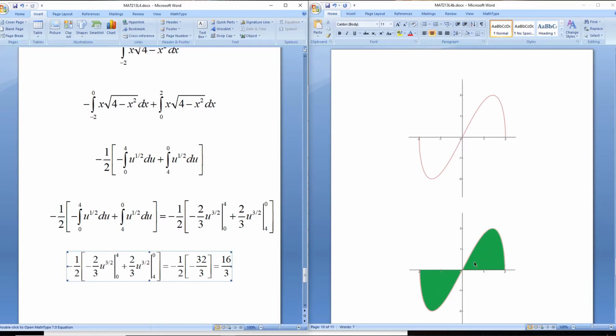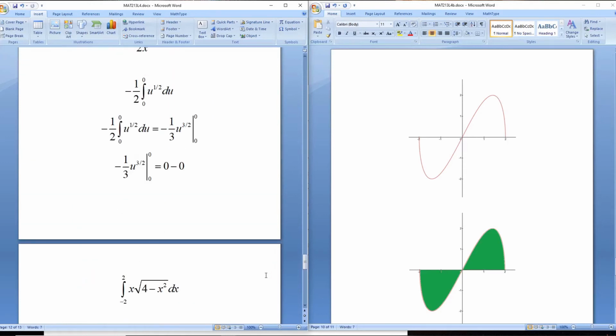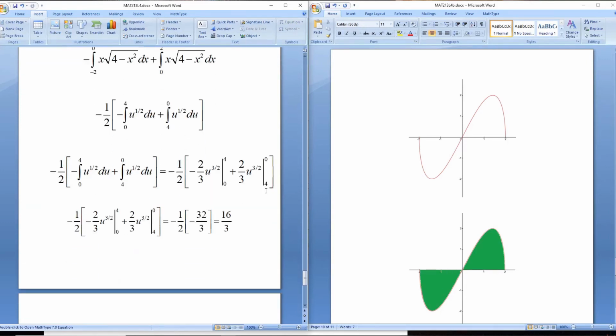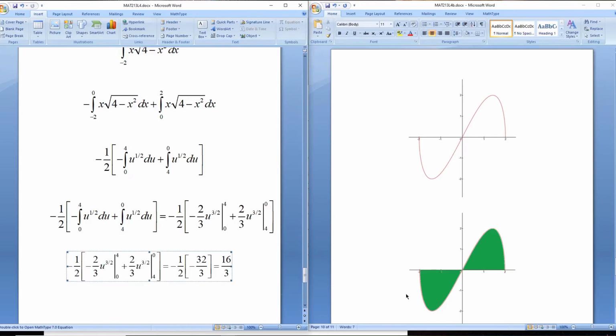16/3. Now remember, the integral considers this green area to be 0. Add it all up. So whatever works for you, try to make a distinction between the integral area, because that will always mean below the x-axis is negative area. Try to distinguish that from the physical area, which is always a positive number.